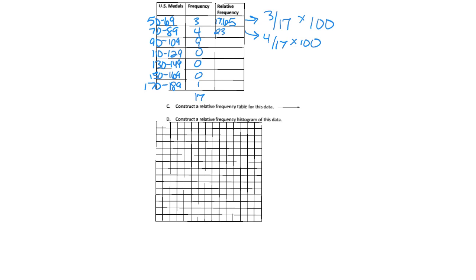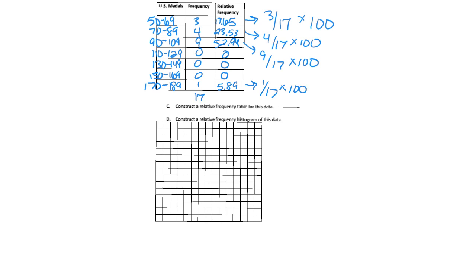level. So 23.53, oops, 9. Thought I was already at the zeros. So 52.94. Then 0, 0, 0. And these should add up to 100%, right, these should add up to 100%.